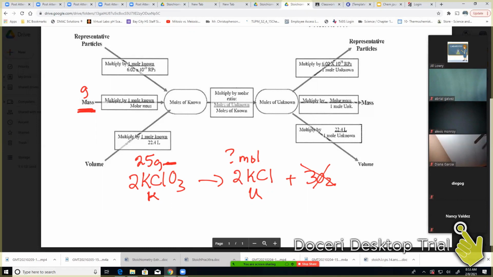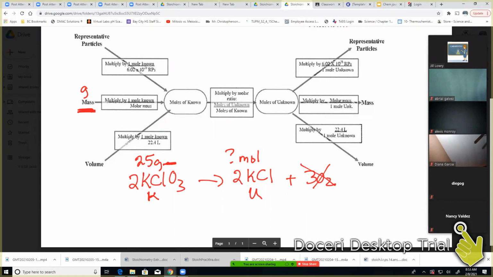And then your unknown is what you're trying to find. And this one said moles of potassium chloride. So that means that's my unknown. The only thing it didn't say anything about was oxygen. So oxygen was the thing that was not needed in this particular problem. Oh, I just skipped down to number 6 under the different kind.